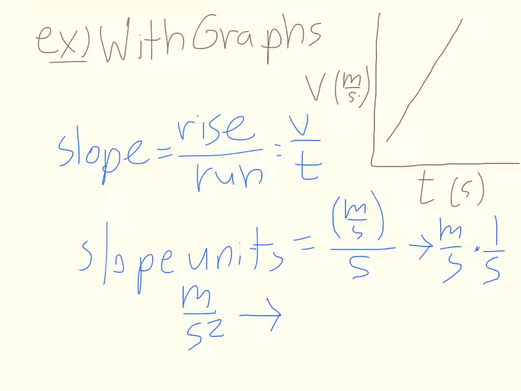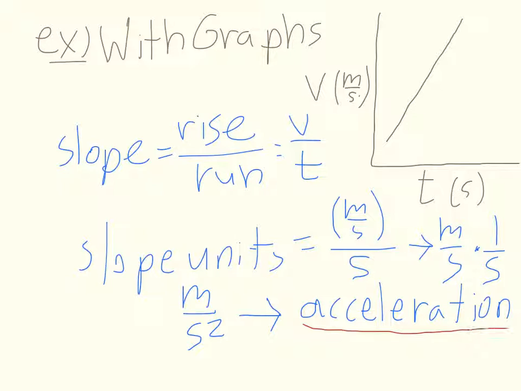And if I can just remember what quantity has units of meters per second squared, then I'll know what quantity this particular slope is representing. Okay, well, meters per second squared are the units for acceleration. So guess what? This particular slope for this graph is telling me, based on my dimensional analysis, that the slope is going to be an acceleration. So here's another handy way in which we can use dimensional analysis to get meaning from our graph.